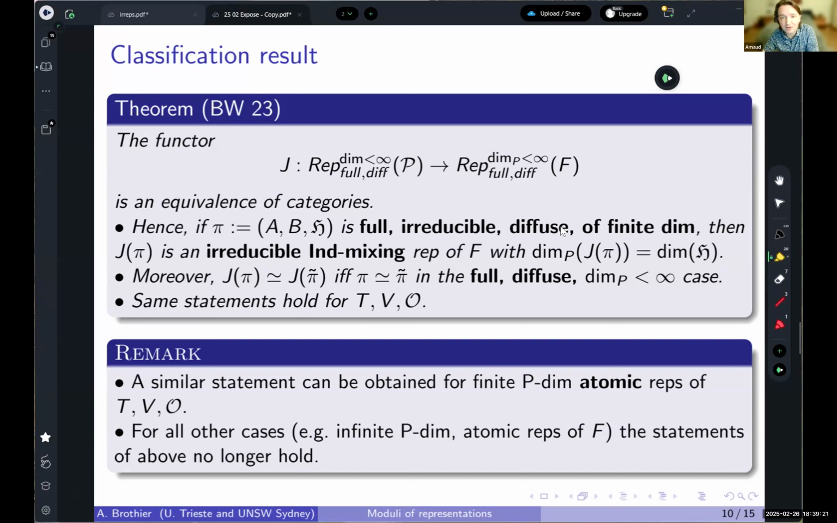So the category on the right, if you want, is a full subcategory of all the representation category. You just took this subpiece, and what is remarkable is that you have a bijection on the hom spaces. That's what is remarkable. It's a fully faithful embedding if you drop this condition of dp smaller than infinity.